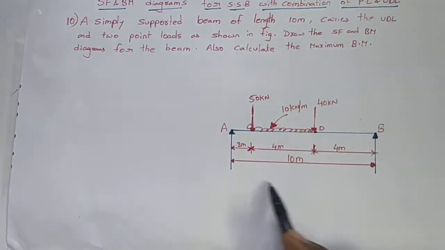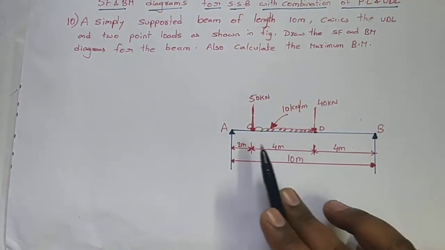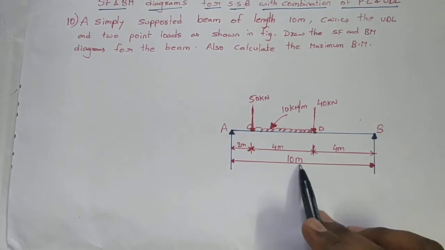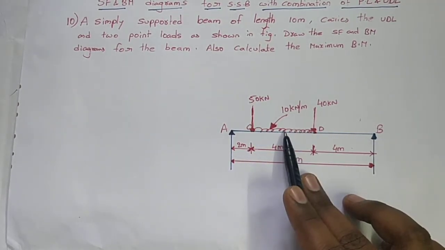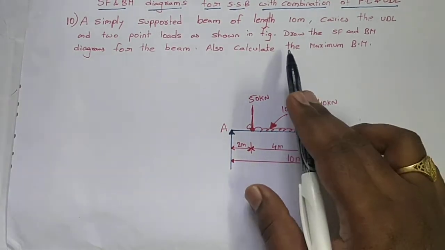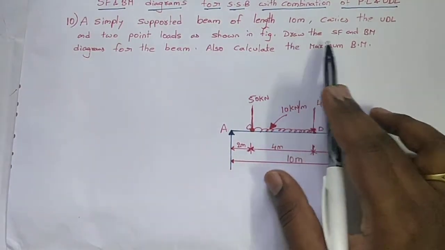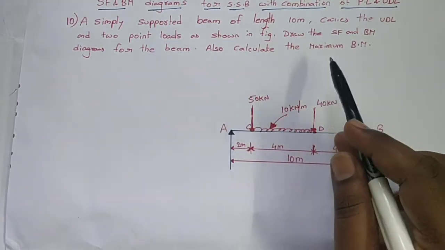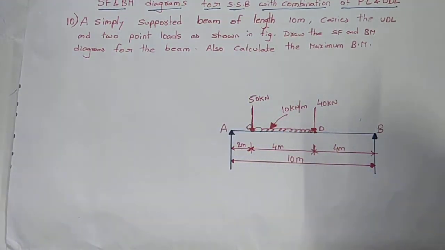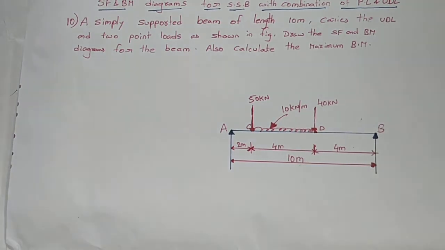It is the given beam. The length of the beam is 10 meters. It is carrying point loads and UDL loads. For this beam we need to draw the shear force and bending moment diagrams, and also we need to calculate the maximum bending moment. First, we have to convert this UDL into a point load.